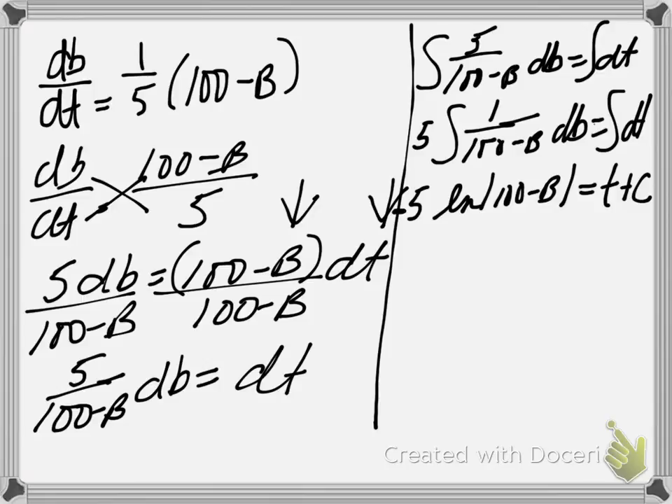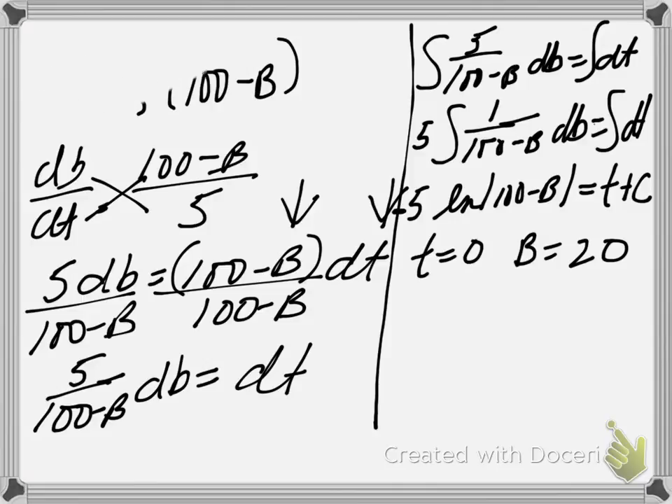Okay, so in order to solve for C, we were given the information that when t equals 0, the bird weighs 20. So I'm going to make some room here.